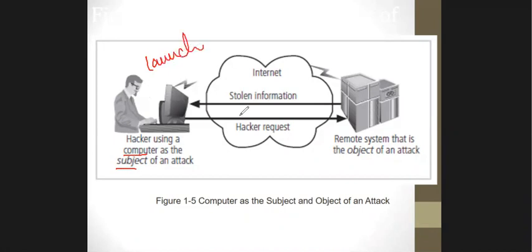Now, this attack is launched via the internet. The hacker is going to send a request to this remote system, that is the object of an attack. The hacker is going to send a request disguised as an authorized person. So, in here, you're attacking this particular data warehouse or another firm, another organization. When you get access to the information, you can steal it and store it back onto your computer. So this is the subject of an attack and this is the object of an attack.